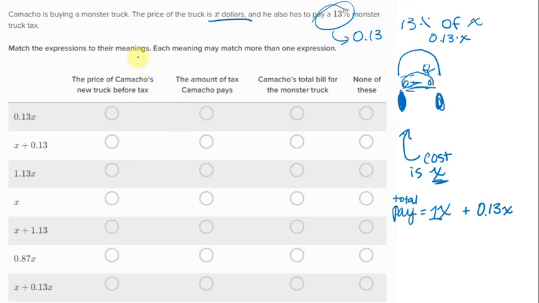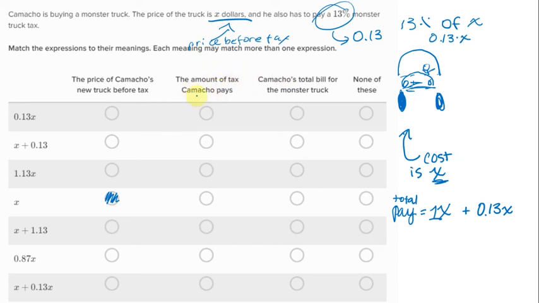Alright, so the price of Camacho's new truck before the tax. Well, that tells us that in the problem. The truck is X dollars. That's the price of the truck before the tax. So that would just be this guy. There's nothing else on here that is equivalent to just X by itself.